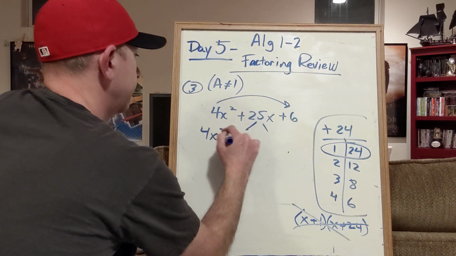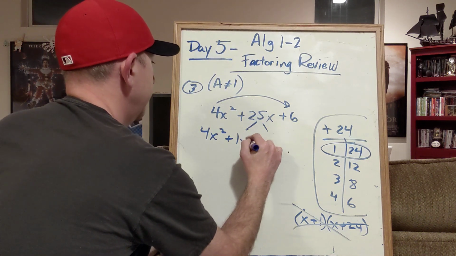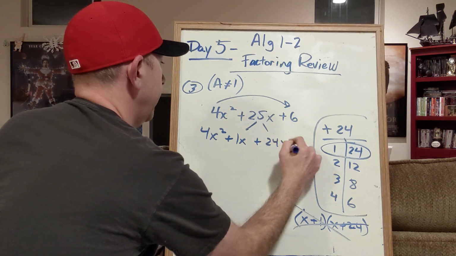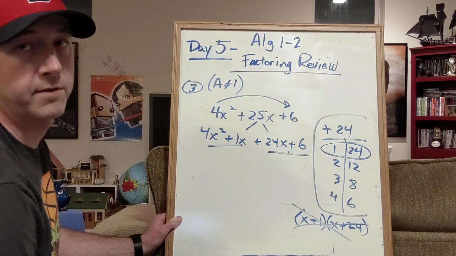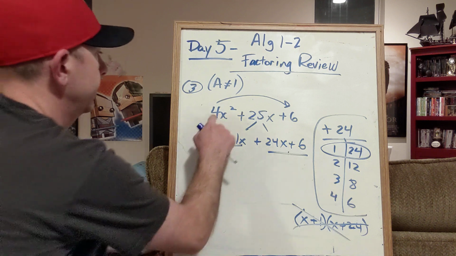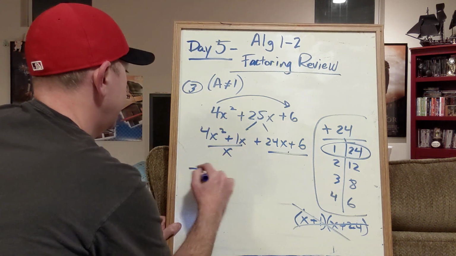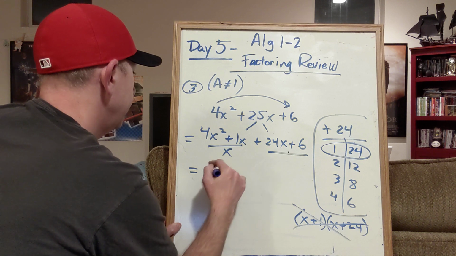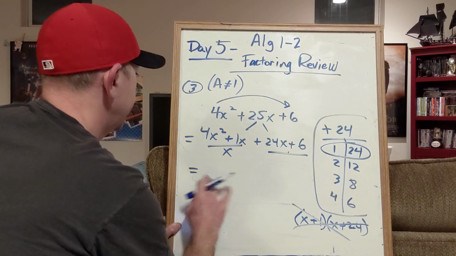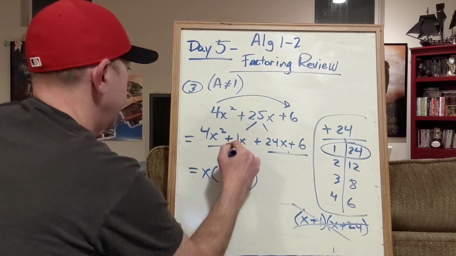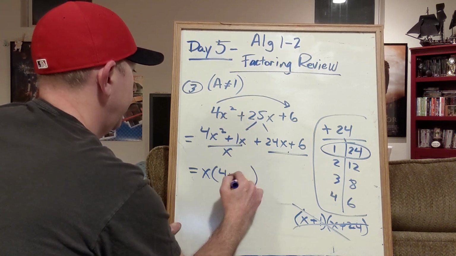We got 4x squared plus 1x plus 24x plus 6. And now we've got factor by grouping. So that's what we have to do on these where a is not 1. So this one has an x in common. Sorry, we just get x out here. x into both of those, we get 4x plus 1.